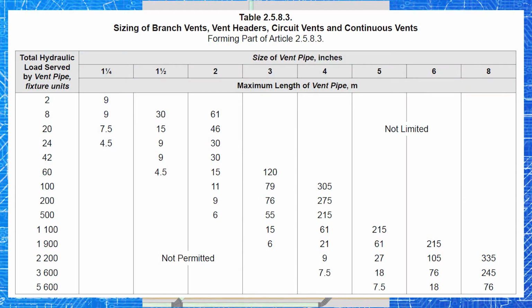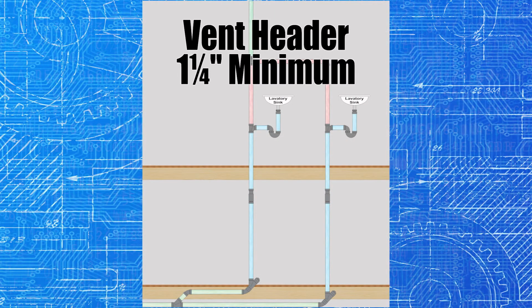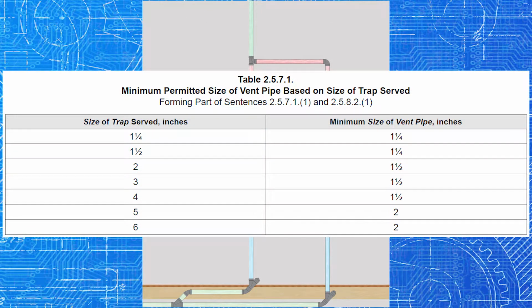So I look at table 2.5.8.3, I come down on the left-hand side until I get to 2 fixture units. I head across to the right, and I find out that 1 1/4 inch vent pipe is good to 9 meters of developed length. Therefore, my vent header can be 1 1/4 inches. Now, like every single vent, I need to check table 2.5.7.1, which is the minimum size of vent based on the largest trap served.